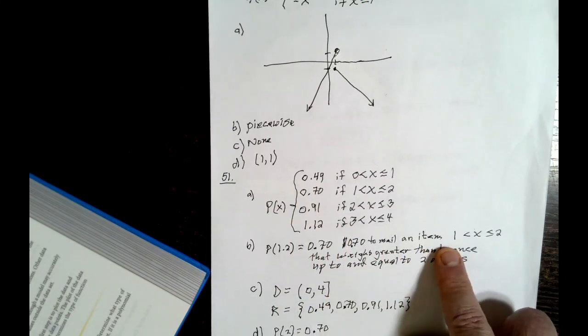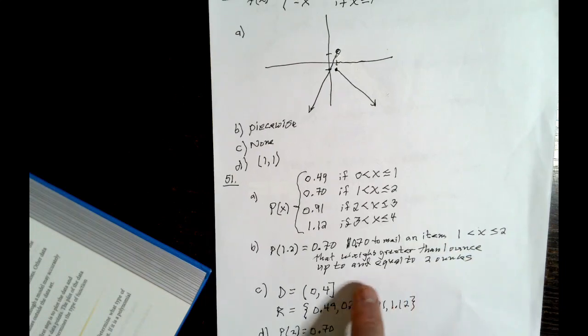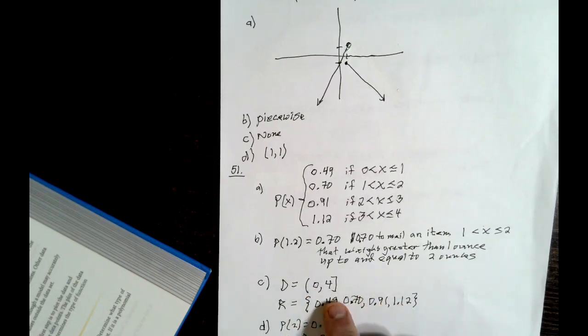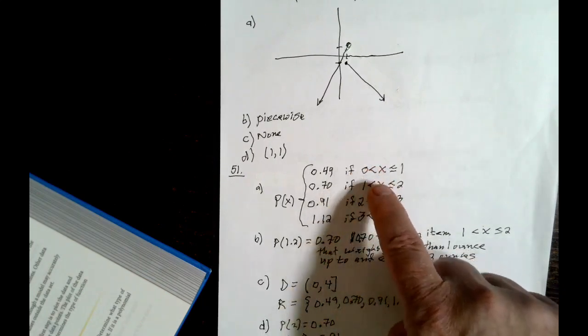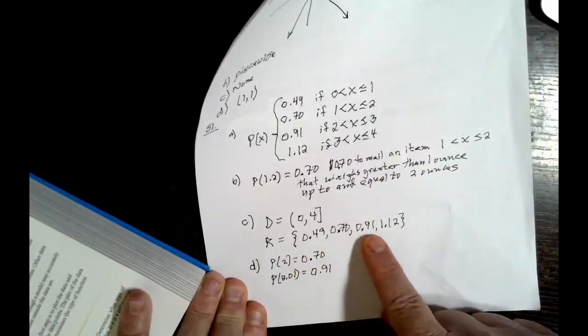Costs 70 cents to mail an item between 1 to 2 ounces, greater than 1 ounce and up to and equal to 2 ounces. C, what's the domain? Well, the domain is from 0 to 4. And your range is just these individual numbers, these prices.